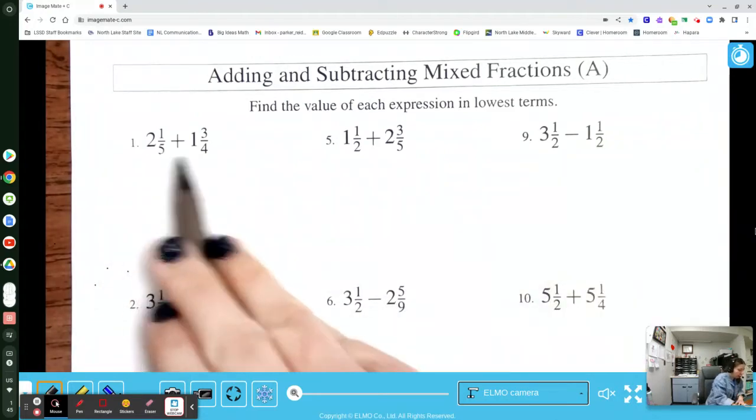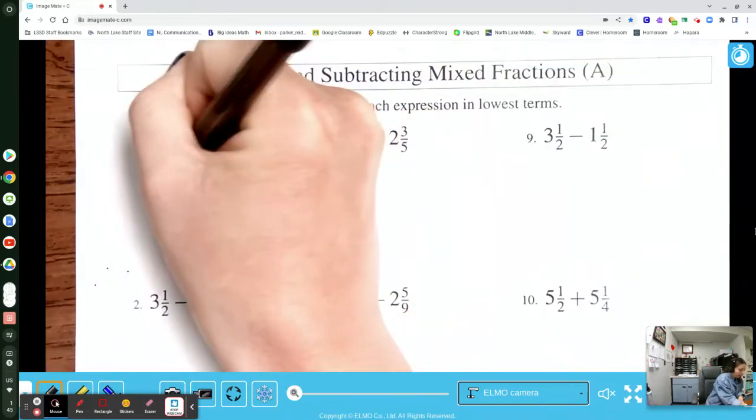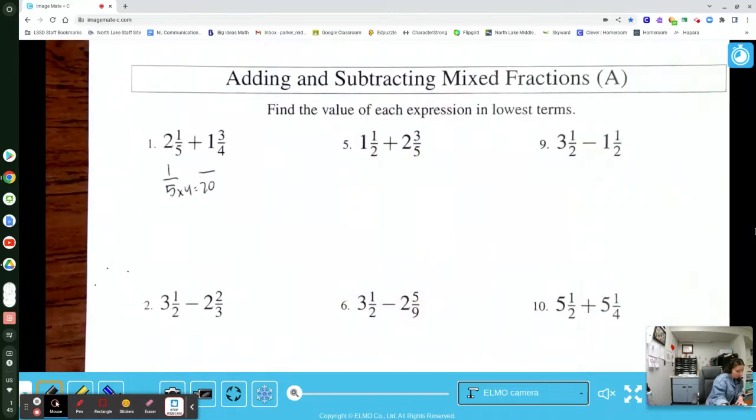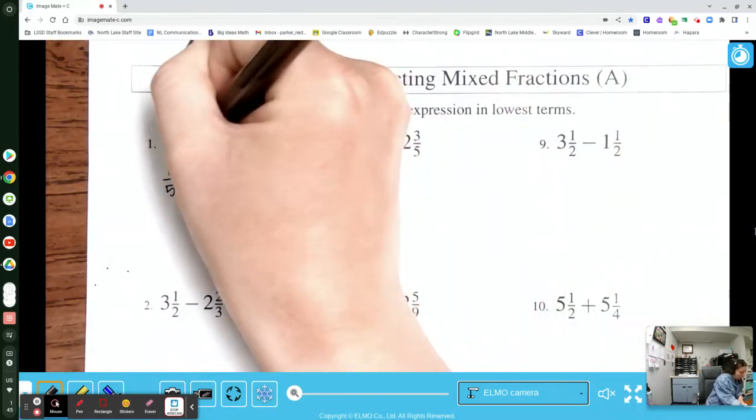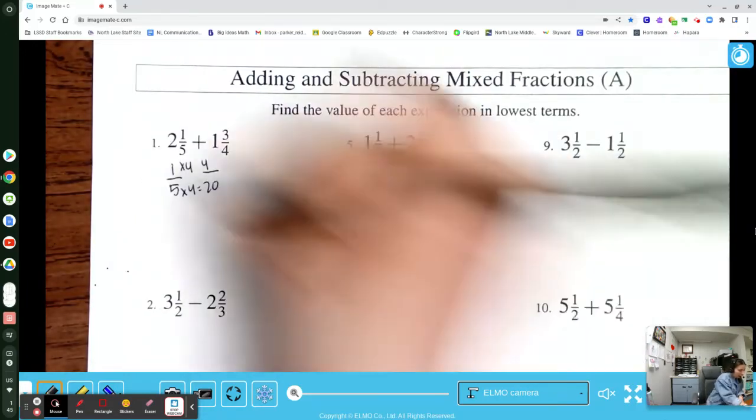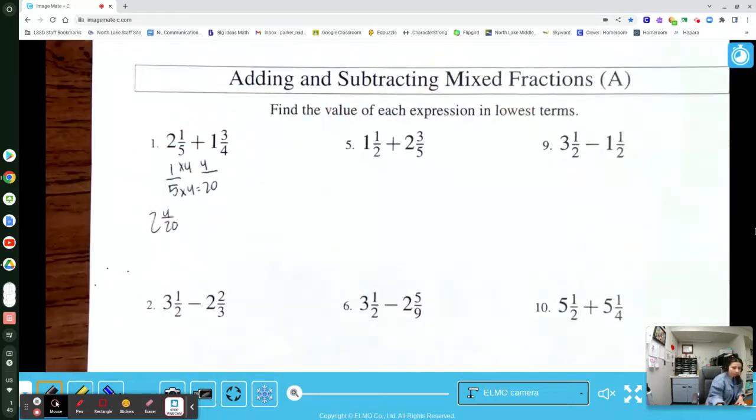So I'm going to try and change both denominators into 20. And I'm going to do that using multiplication. So 5 times 4 is what gives me 20. And whenever you multiply the bottom number of your fraction by something, you have to do the same to the top. So 1 times 4, I get 4. So now I've changed 2 and 1/5 into 2 and 4/20.